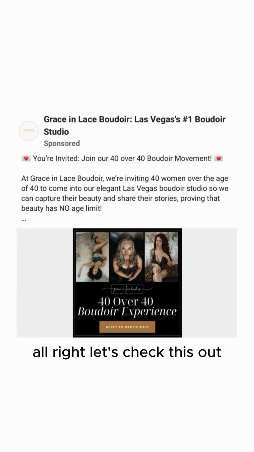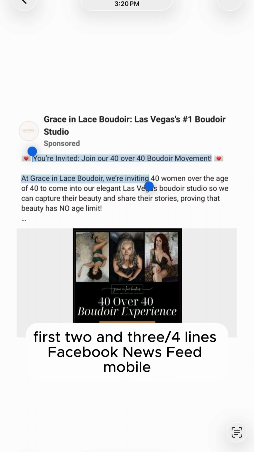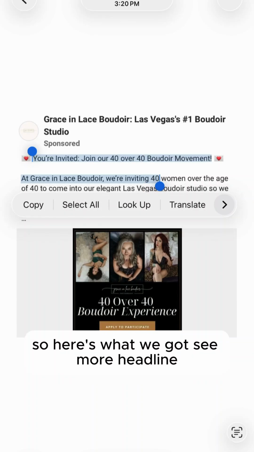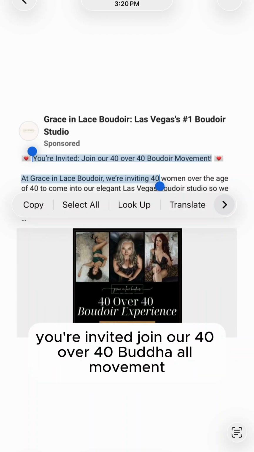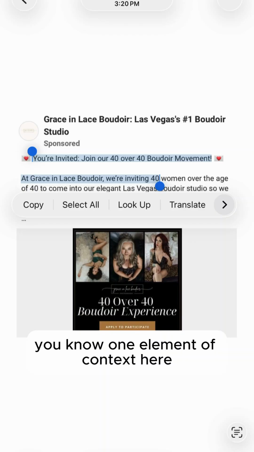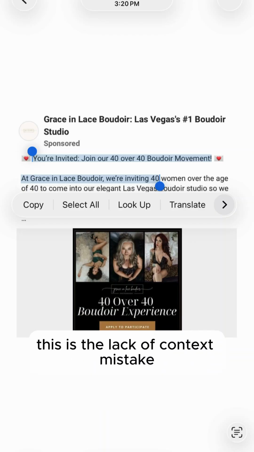All right, let's check this out. Look at the see more headline here, first 2 3/4 lines, Facebook newsfeed mobile. So here's what we got. See more headline: You're invited. Join our 40 over 40 Boudoir movement. Business Boudoir 40. All right. So we got like one element of context here, 1 point of context. Yeah, so it's the lack of context mistake.